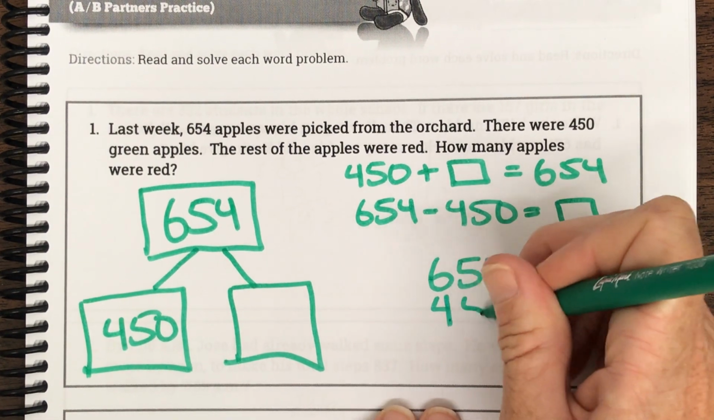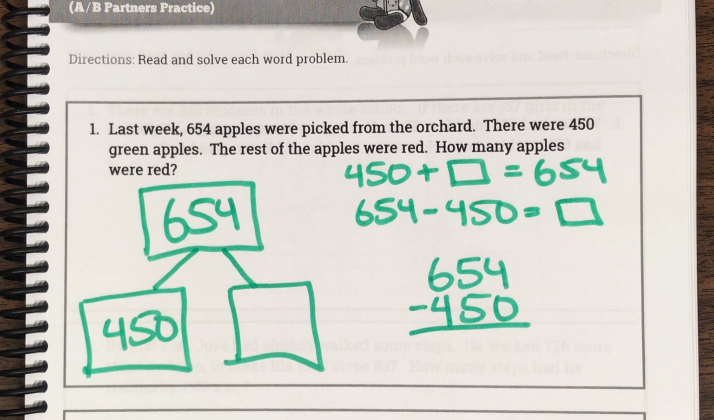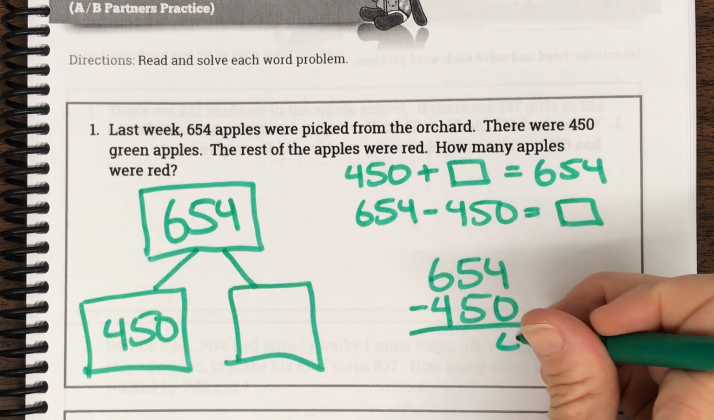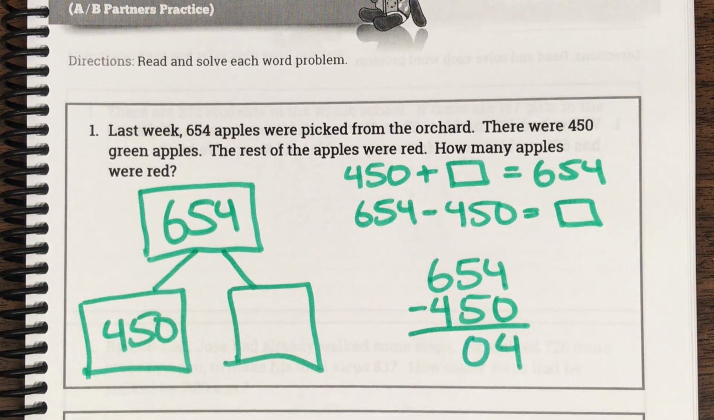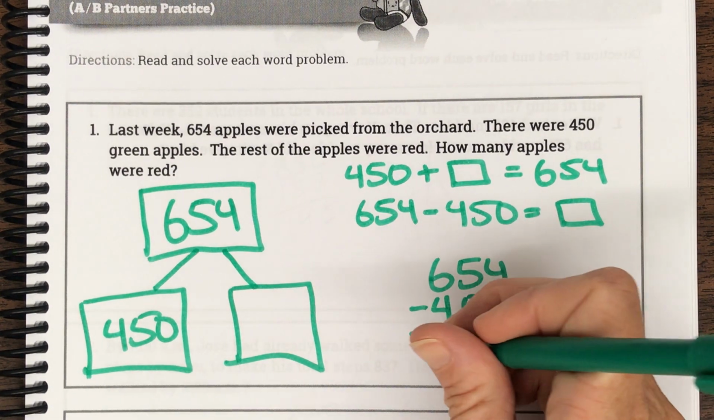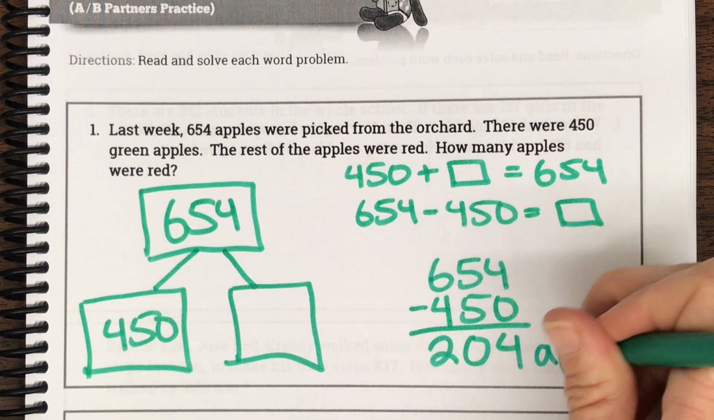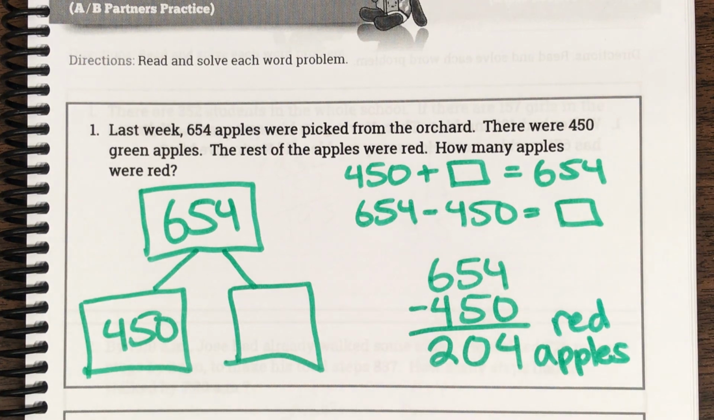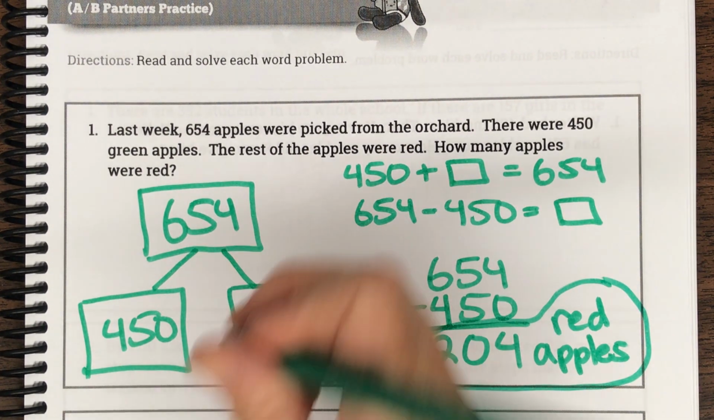654 take away 450. Okay, and then we'll find out how many apples were red. 4 take away 0 is 4. 5 take away 5 is 0. And 6 take away 4 is 2. So we know that I can say red. There were 204 red apples.